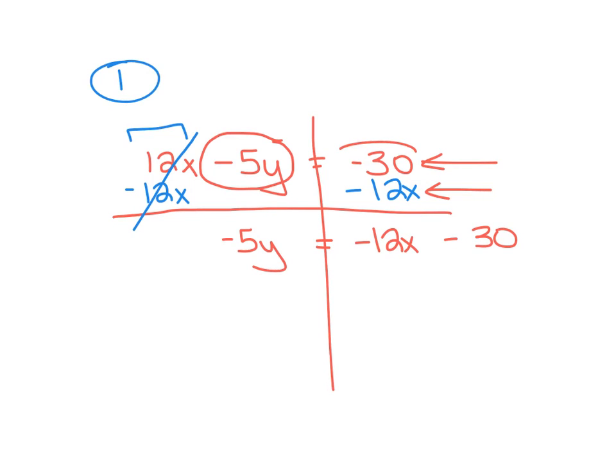Now, my last step is to get the y by itself. So this is negative 5 times y. To undo that multiplication, the opposite of multiplication is division. So I'm going to divide everything.